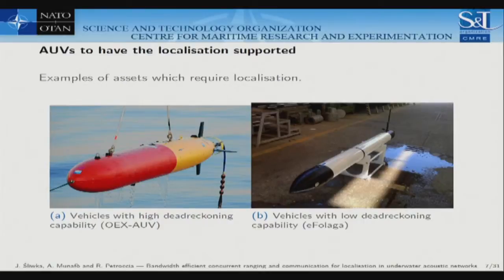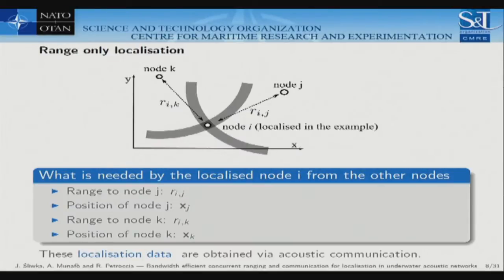So these are two AUVs which are used at the center. One has low dead reckoning capability, and this is the OEX AUV with very high dead reckoning capability. After 8 hours of the mission, it goes up, and we don't see the difference between the position given by the dead reckoning and the GPS. It's so good, but it costs, I think, 1 million. So that's why it's better to pay much less and use cheap vehicles and use ranging and be able to track the solution in real time.